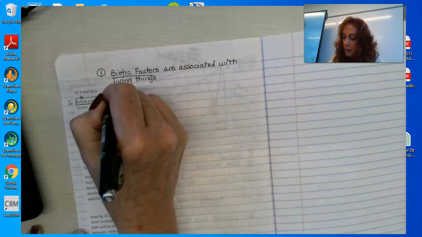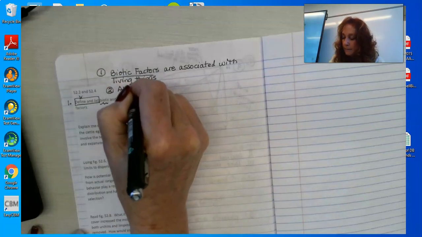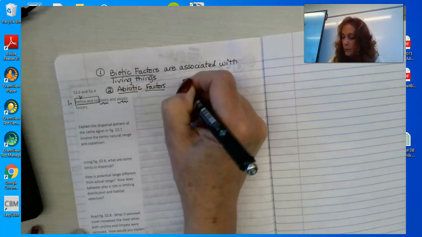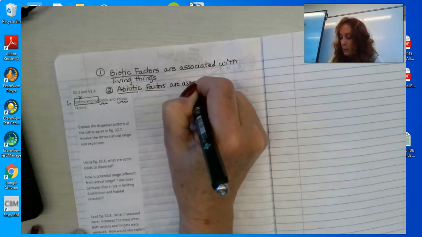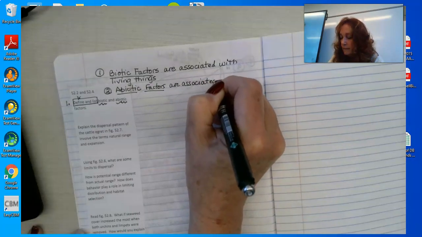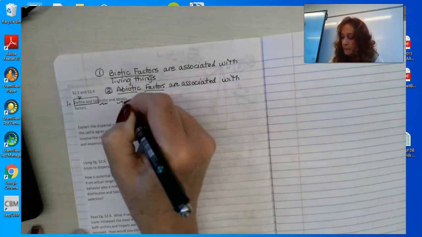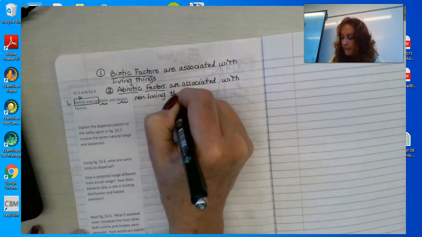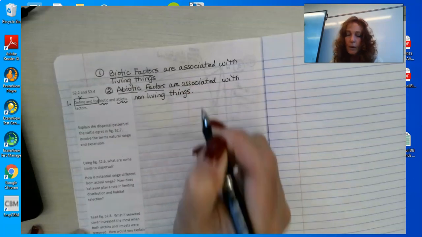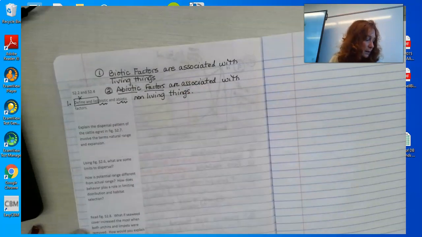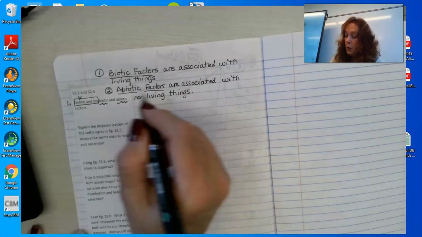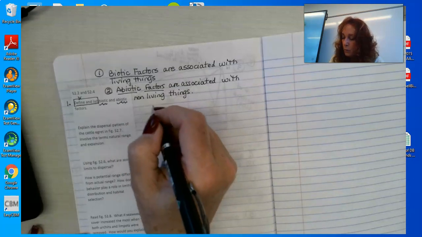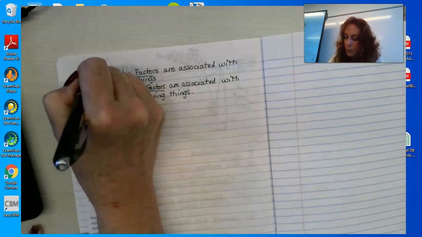And then abiotic factors, they're going to be associated with non-living things. Okay, they also said to list those. So let's think about this. Let's go here. This is really question number one.